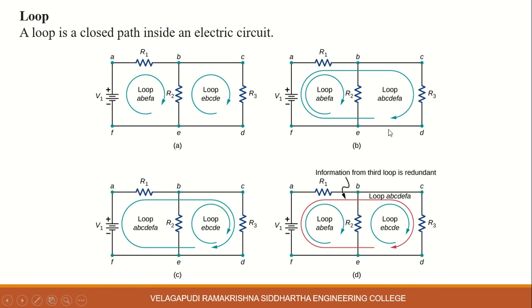If you observe figure B, including those 2 loops, another loop is from A, B, C, D, E, F, A. This is also one closed path from node A through B, C, D, E, F back to A. So this is also one loop. Similarly, in figure C, there is a closed path from node A to node F, and another closed path from node B to node E.